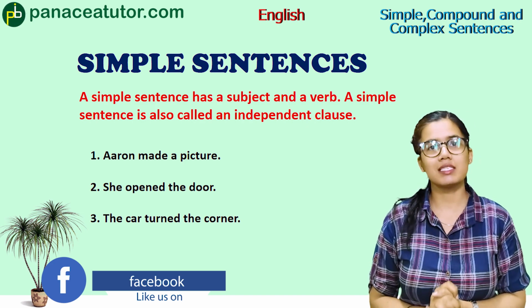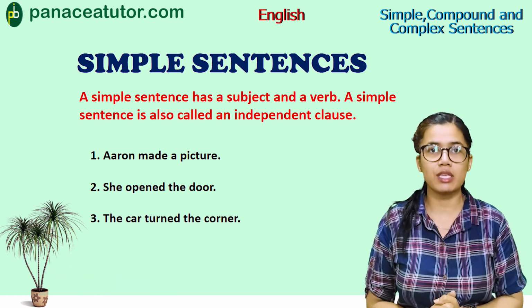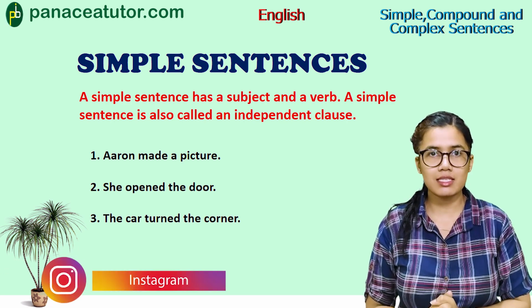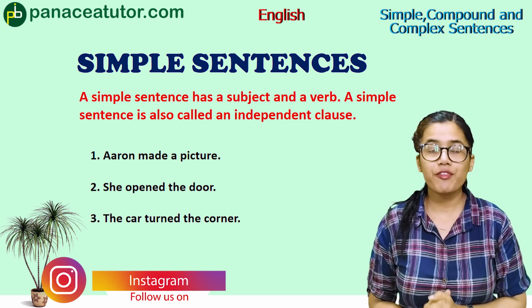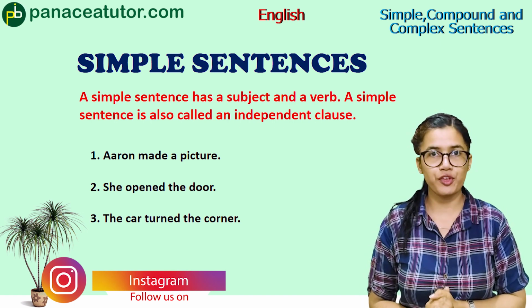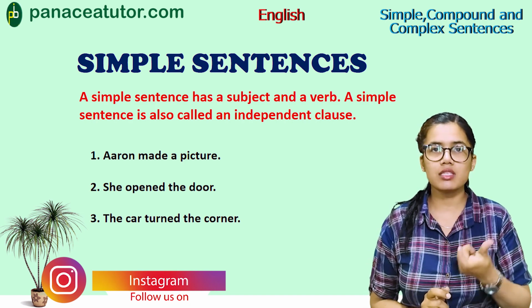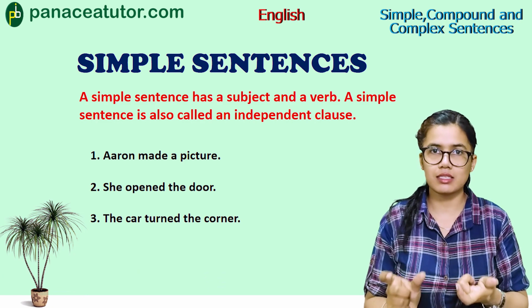Starting with a simple sentence, it is also called an independent clause, and a simple sentence is called a sentence as it has a verb and a subject in it. So here are a few examples in front of you. First is, Aaron made a picture. In this sentence, Aaron is the subject and made is the verb. So this is a simple sentence.